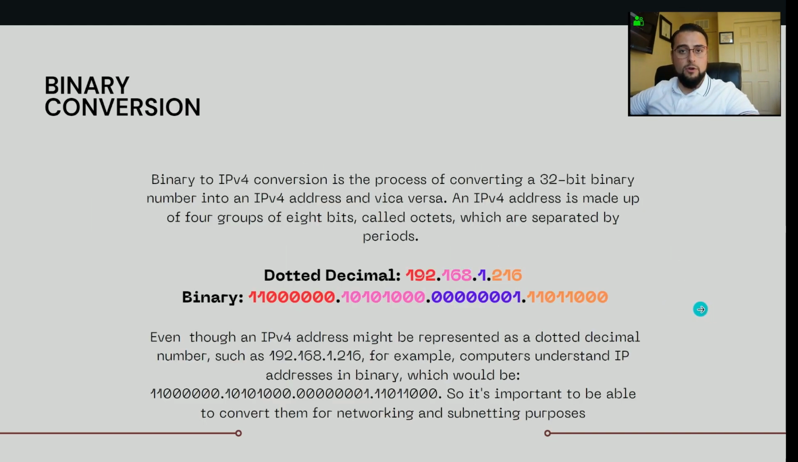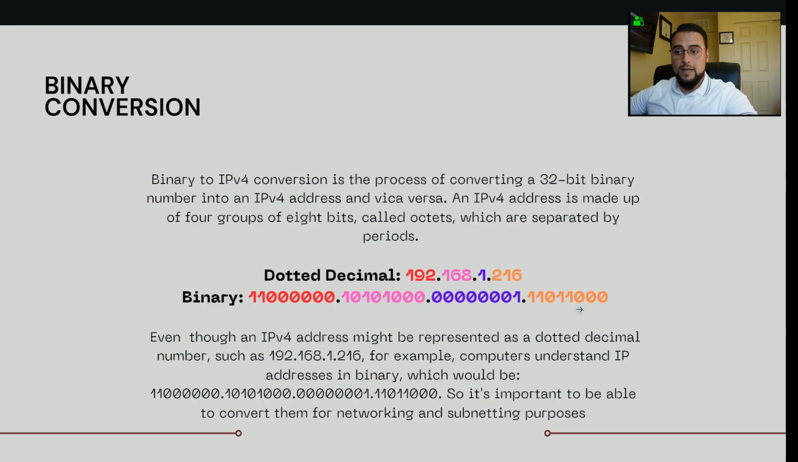Binary to IPv4 conversion and vice versa is simply the process of turning the 32-bit binary of that dotted decimal IPv4 address back and forth. So in this example here, I've given the dotted decimal of 192.168.1.216, which correlates directly to this binary, highlighted and color coded for us to look at. The first 192 correlates to 11000000, 168 to the pink, and so on and so forth.